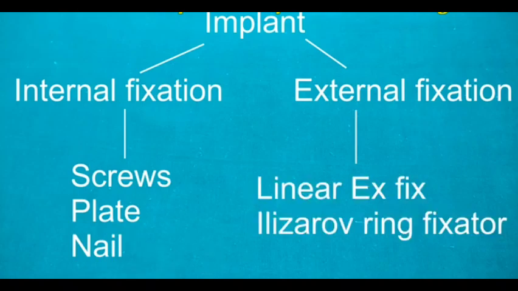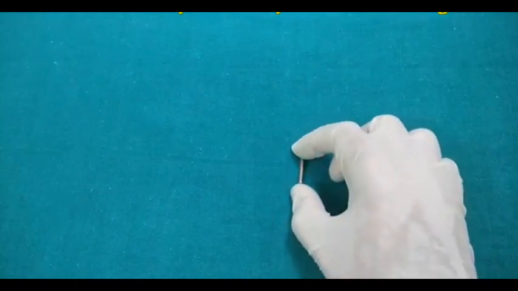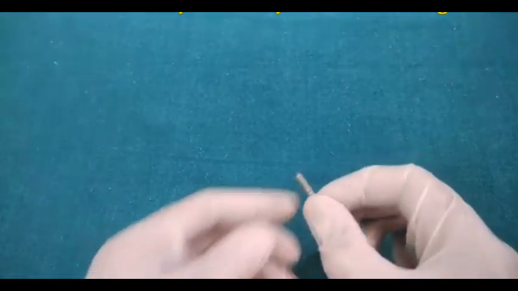And the external fixation is mainly the linear type of fixator, what we use, the AO type of external fixator, and the ring type of fixator, that is the Ilizarov fixator. So before starting, the basic thing which is used in the implant, the basic implant, is the screw. The screw we define as the mechanical device which converts the rotational forces into translation forces.